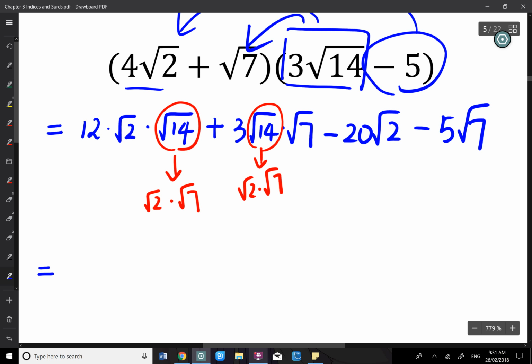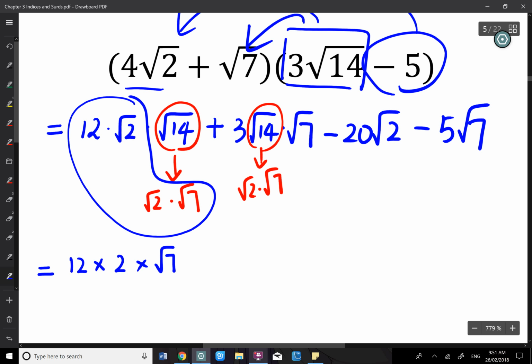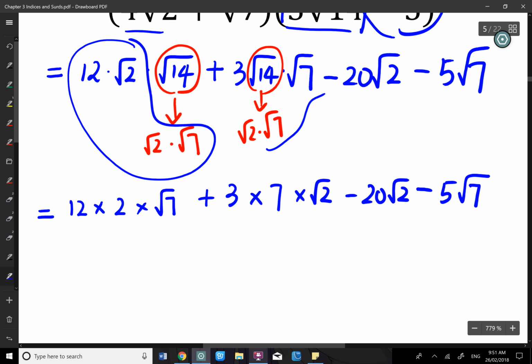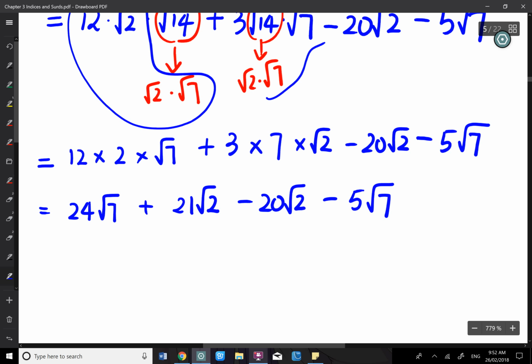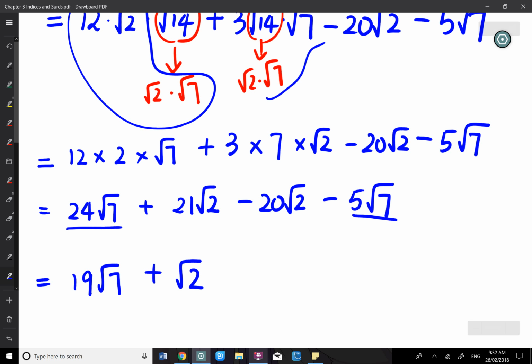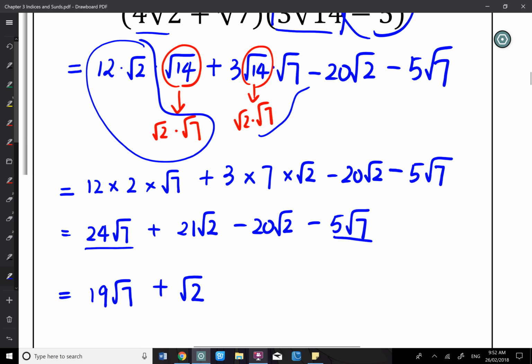So what that equals to is, okay, those four numbers times together. We have 12 times 2 times root 7, plus 3 times 7 times root 2, because those two get times together to become 7. And you still have minus 20 root 2 and minus 5 root 7. Plus 21 root 2 minus 20 root 2 minus 5 root 7. Root 7, you have 19 root 7 plus root 2. So 19 root 7 plus root 2.